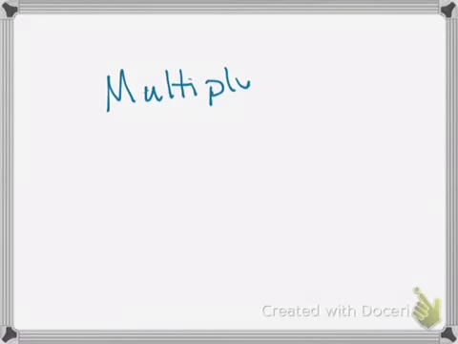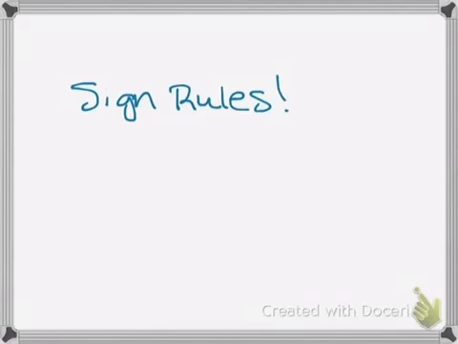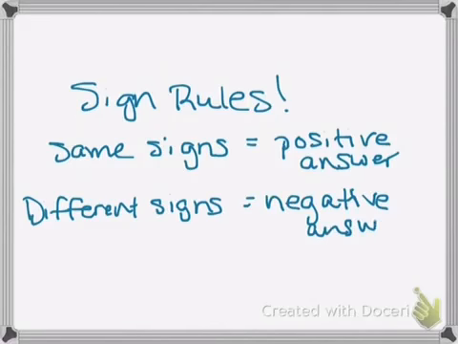This lesson is going to help you remember or learn how to multiply decimals and fractions, otherwise known as rational numbers. Let's review our sign rules. It's important to remember that when you're multiplying numbers with the same signs, you can expect a positive answer. If you multiply numbers with different signs, you can expect a negative answer.